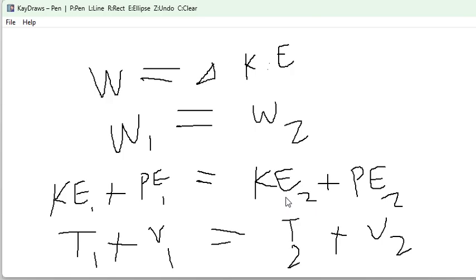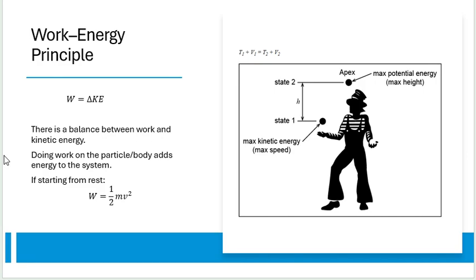You can only change the form of the energy, meaning from move energy to stay energy. You can change that. Of course, if you have 100, then it can go like 70 here and 30 here, and then here like 20 here and 80 here, kind of like that. But in total, it will always be 100. So that's what we call the work energy principle.